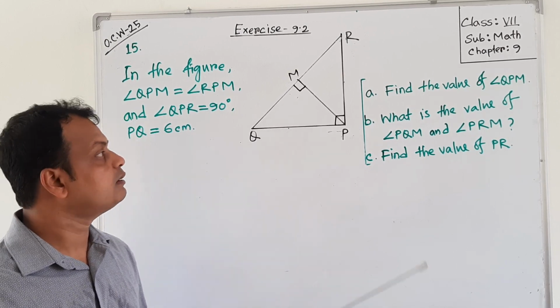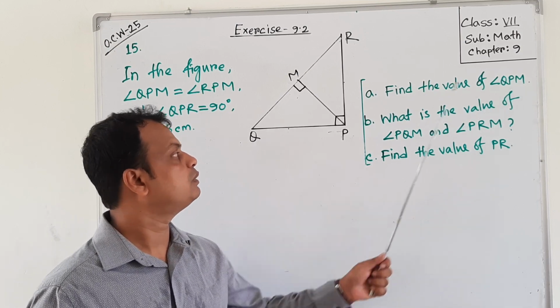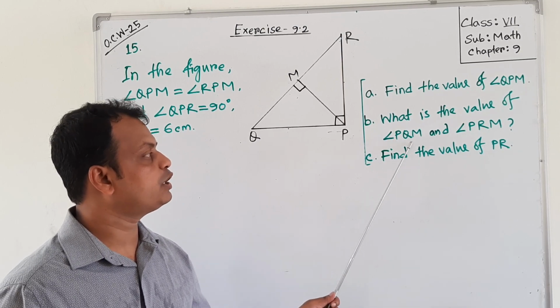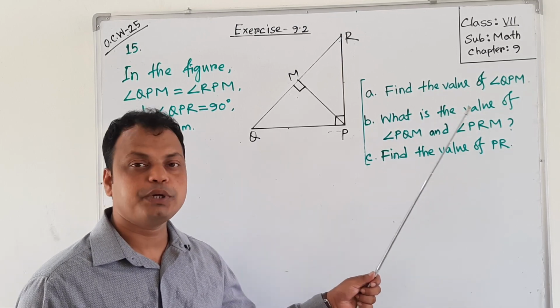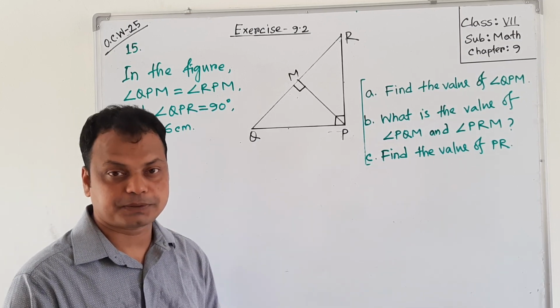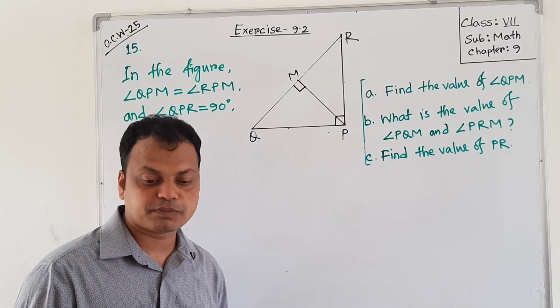We have to answer. Question A, find the value of angle QPM. Question B, what is the value of angle PQM and angle PRM? Question C, find the value of PR. So these are all the questions we have to answer. Let's start from A.